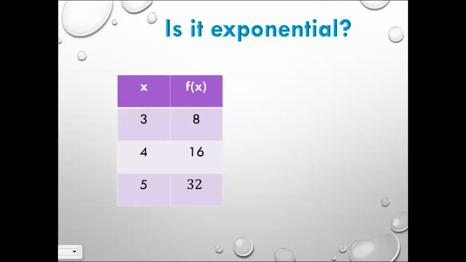Let's look at another example. So again, we're going to look to see if the pattern is multiplying or dividing here. And we know that 8 times 2 is 16. We know that 16 times 2 is 32. So we are now thinking that f of x equals 2 to the power of x.